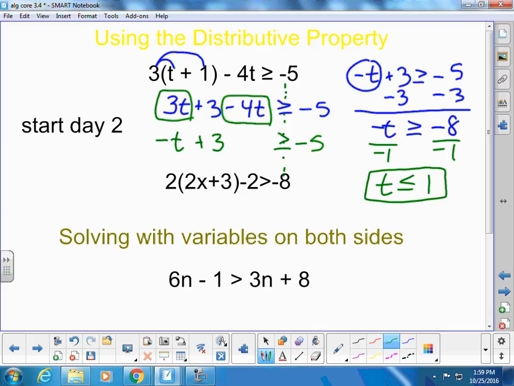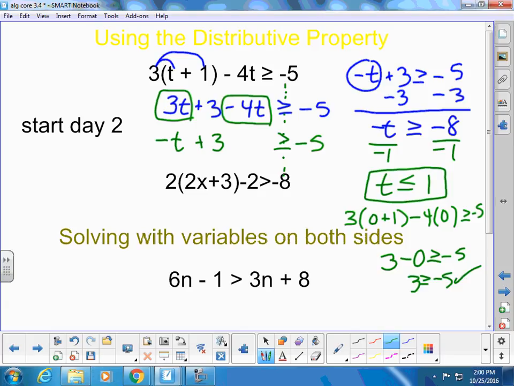So here is what my answer should be. Let's check it and see if it works. A number less than or equal to 1. I'm going to pick 0 because that one works easy. So I'm going to plug it into my original equation. So I would have 3 times 0 plus 1 minus 4 times 0. Is that greater than or equal to negative 5? Well, 0 plus 1 is 1, so 3 times 1, which is 3, minus 4 times 0. Is that greater than or equal to negative 5? Well, 3 is greater than or equal to negative 5. So there is my check to make sure that it works. So I'm good to go on.